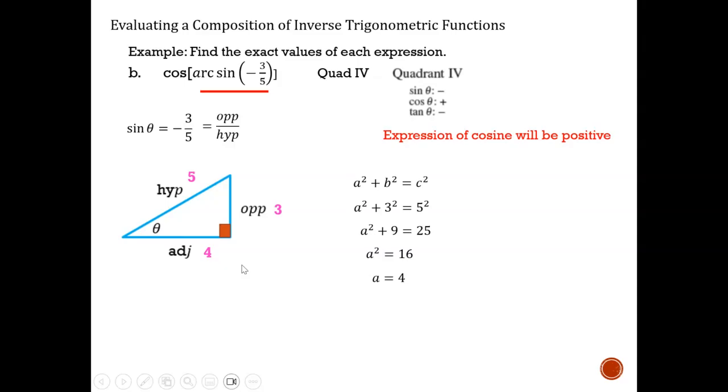Okay, now what are we looking for? We're looking for the cosine. And the cosine is adjacent over hypotenuse. So my adjacent is 4. My hypotenuse is 5. So this is my result, guys. 4/5 is my answer.